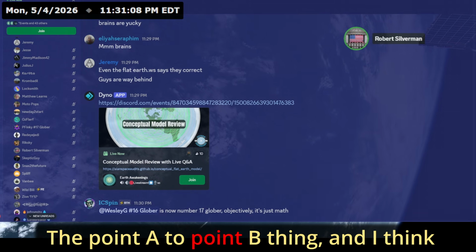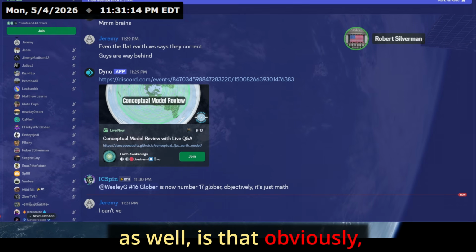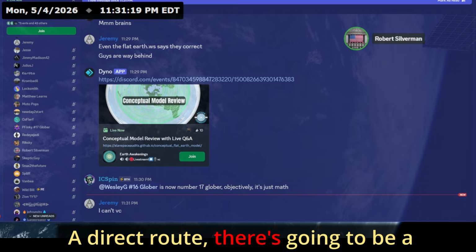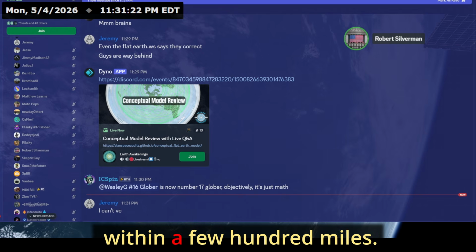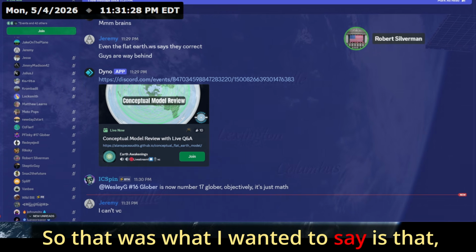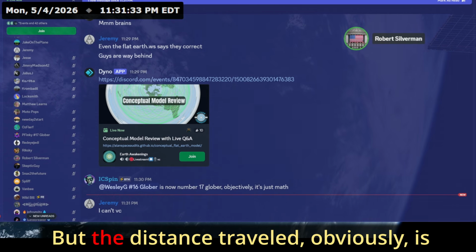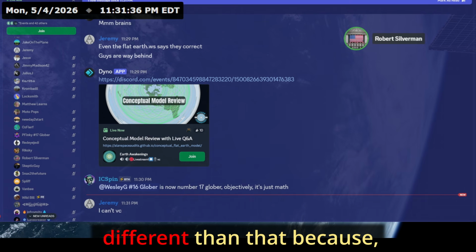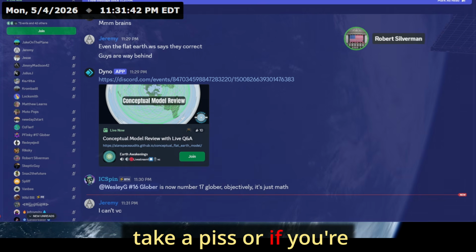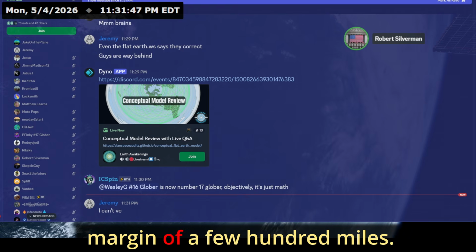I just wanted to make the point about point A to point B, and I think Jake had jumped in for half a second on that as well. Obviously the distance traveled from point A to point B versus the direct route will have a slight difference, but it's going to be within a few hundred miles. It's not going to be off by thousands of miles. Of course I understand what Jeremy's saying, point A to point B, but the distance traveled is going to be slightly different because there are curves and movement around. Of course you can take a detour, or if you're flying on a plane, it makes a circle around the airport a couple times, but it's within the margin of a few hundred miles.